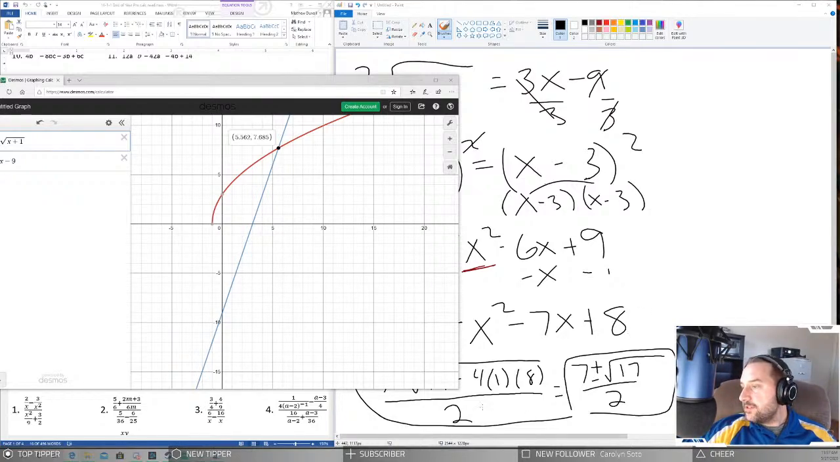Okay, so the 7 plus square root of 17 over 2. Square root of 17 is about 4, so 7 plus 4 is about 11. 11 divided by 2, that's where we get the 5.5.